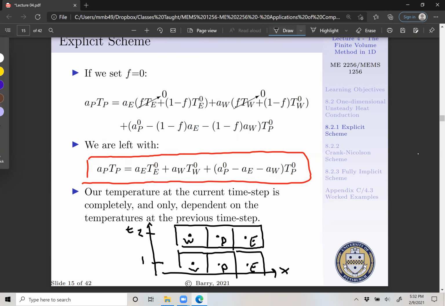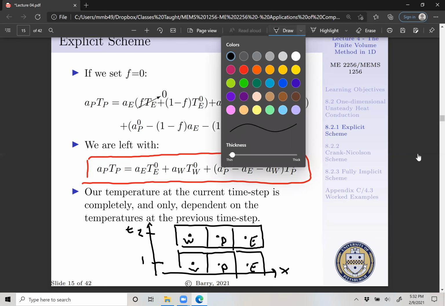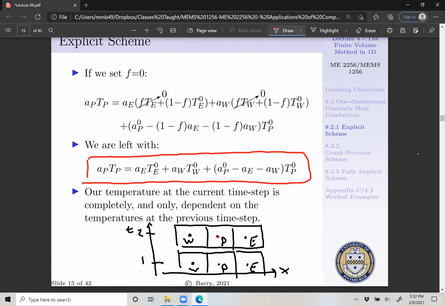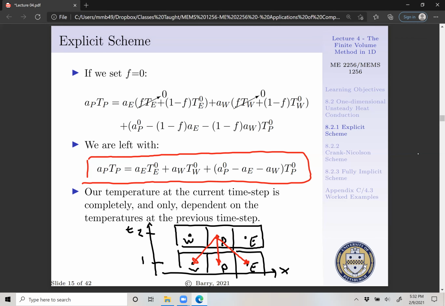So when we are trying to solve for our temperature here, TP, we're going to take our previous time step in our east cell, the previous time step in our west cell, our coefficient we calculated, AP naught, earlier, and the coefficients A east and A west, and then our temperature TP naught. So we're really pulling all the information from our previous time steps.